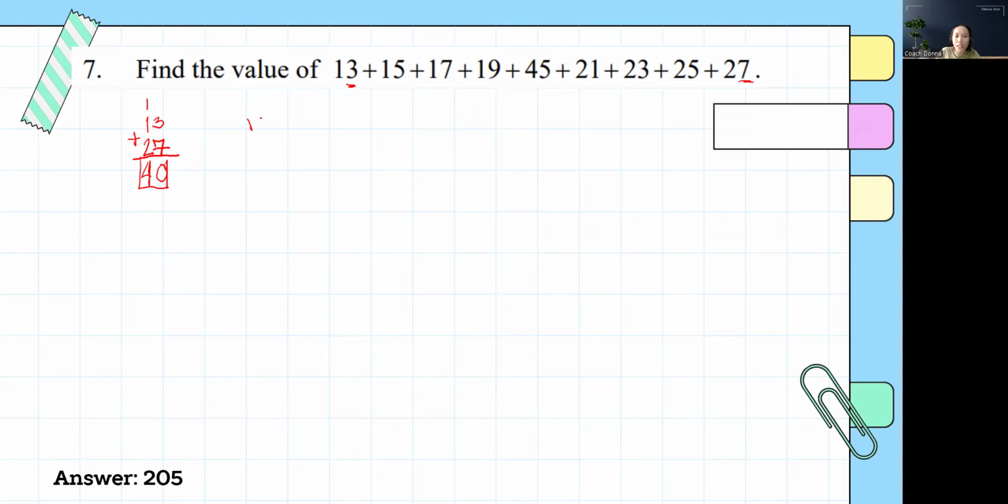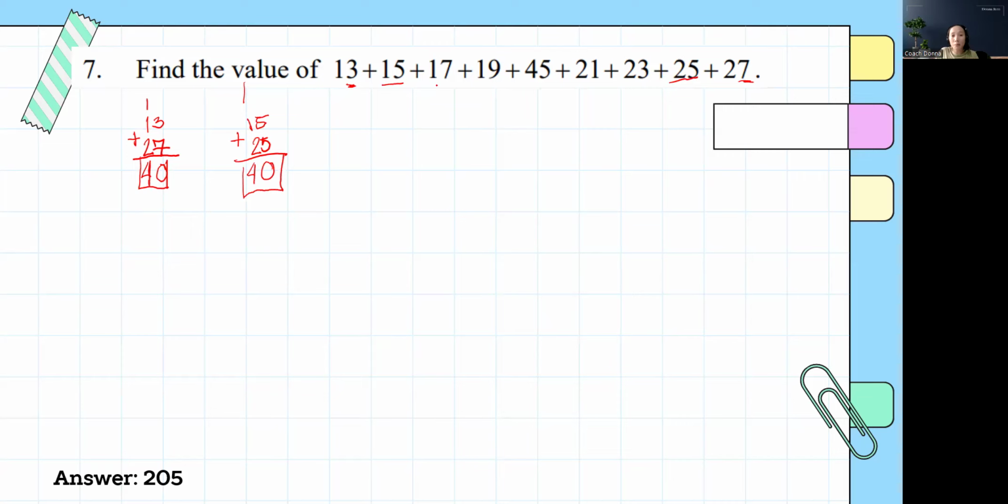We have 15 plus 25. 15 plus 25, that's 5 plus 5, 10. 0, carry 1. 1 plus 1 plus 2, that's 4. Okay, that's another 40. All right, so let's mark the numbers we're done.